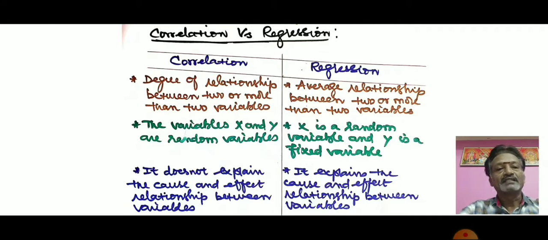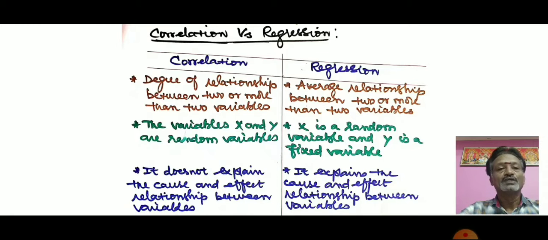And correlation, it explains the degree of relationship between two or more than two variables. It means whether the given two variables are positively related or negatively related, or the two variables are having high correlation or low correlation or no correlation and so on. But you take into account of regression, it explains the average relationship between two or more than two variables.